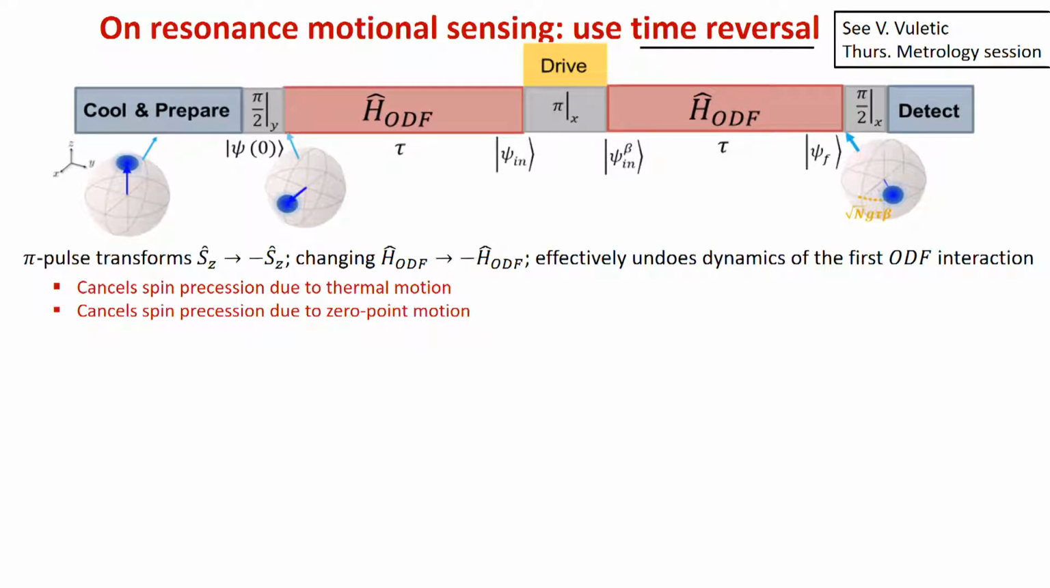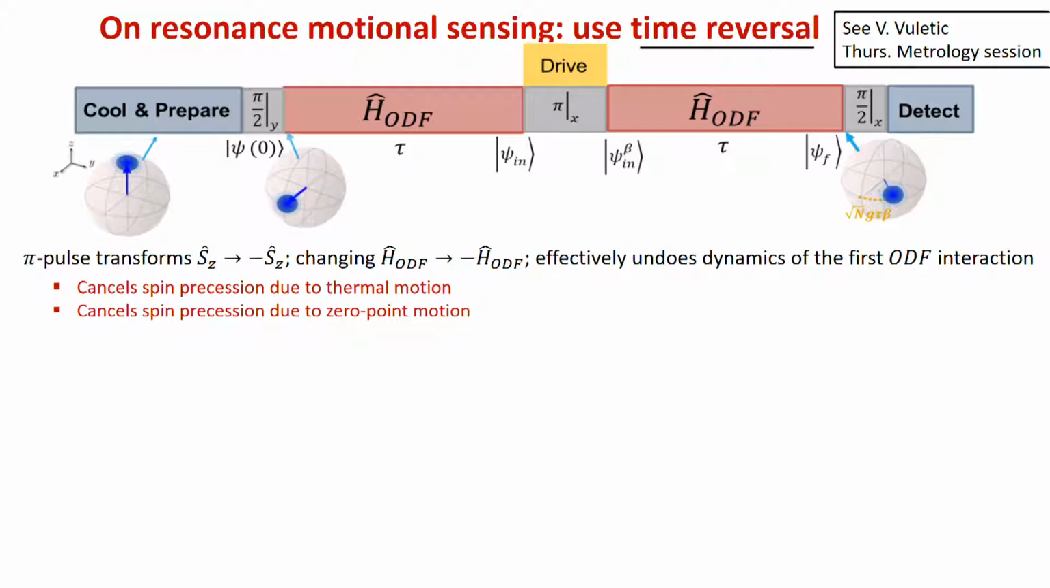And so we implement time reversal by inserting an application of the spin-dependent force before we ring up the center of mass amplitude. And in between these two applications of the spin-dependent force, we apply a pi pulse. This pi pulse transforms the composite spin of our system, S_z, to minus S_z. It changes the sign of the optical dipole force interaction. And so this is the time reversal part.